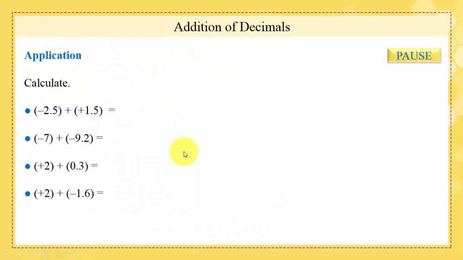Application, please pause the video and try to solve the application. Minus 2.5 plus 1.5. 2.5 is further than 0. Then we put minus and we subtract. Minus 7 minus 9.2, same sign. Put the sign and add. Plus 2 plus 0.3, same sign. Put the sign and add. Plus 2 minus 1.6. Plus 2 is further than 0. We put a plus and we subtract 0.4.